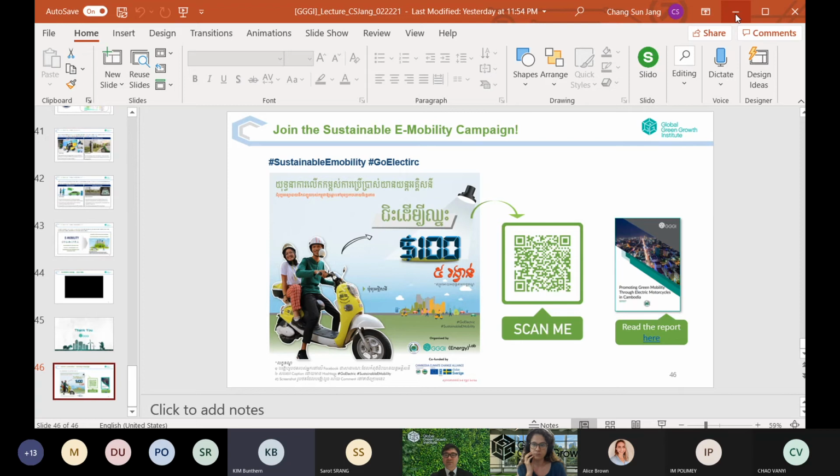One more question about the charging station. I saw that you have mentioned about four types of station. What do you think about Cambodia? What kind of charging station is more suitable for Cambodia? What do you think about that?